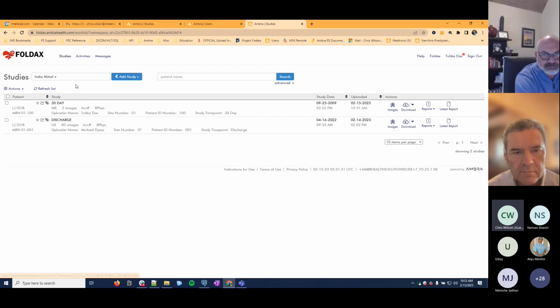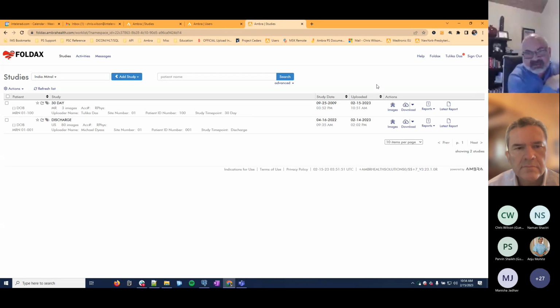Log in with your email. You will only have India Mitral as an option. So you just do your add a study, upload your DICOM, upload your report, and you should be done. And under the India Mitral, Chris is going to set up so you'll see each one of your accounts, 01, whatever account that is, 02, whatever account that is. So all the sites will be listed underneath that, and then you'll just be uploading things through your site.